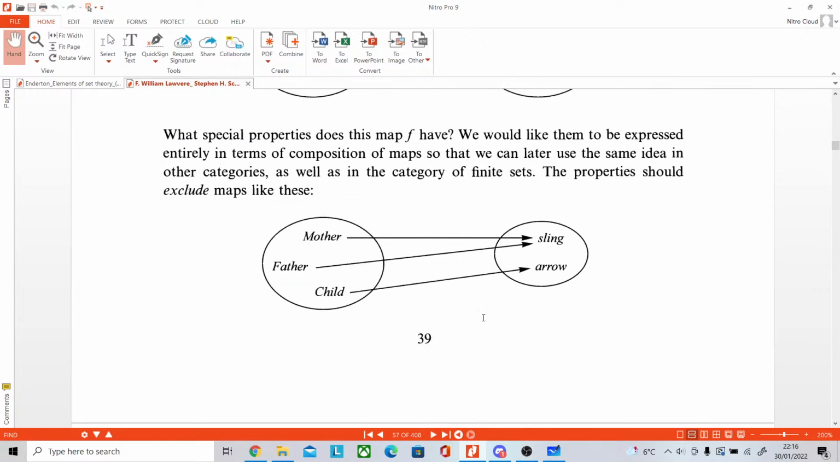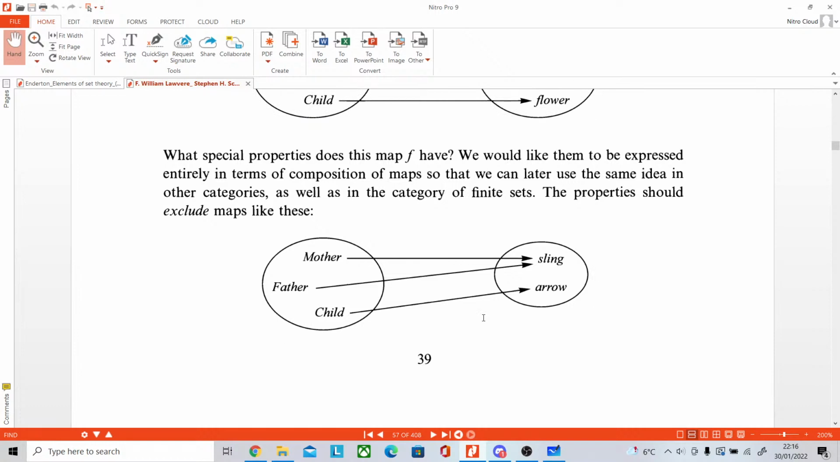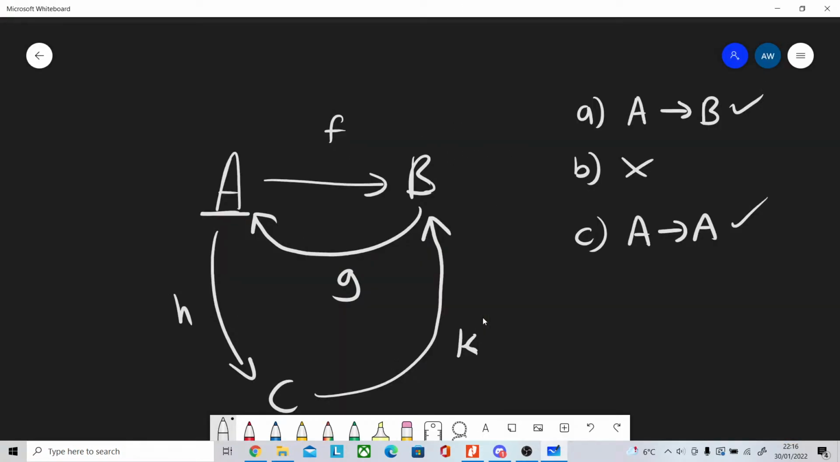So we're talking about inverse maps now. I need to get water because I'm running out. Okay. Alright.